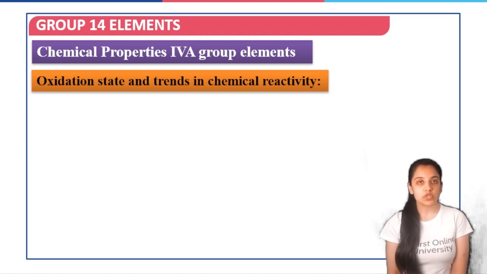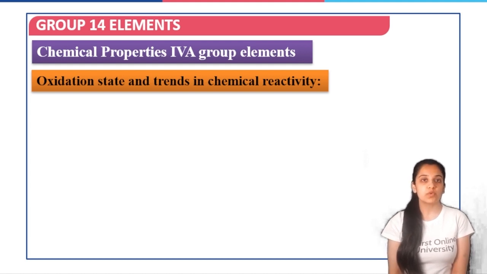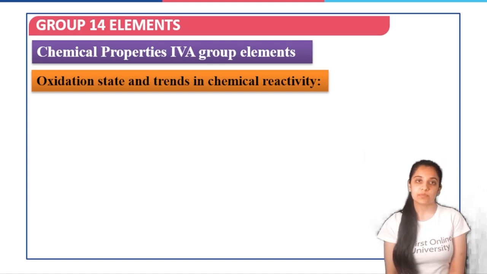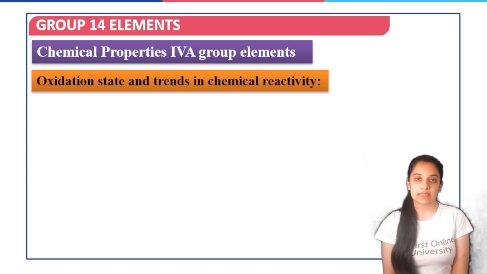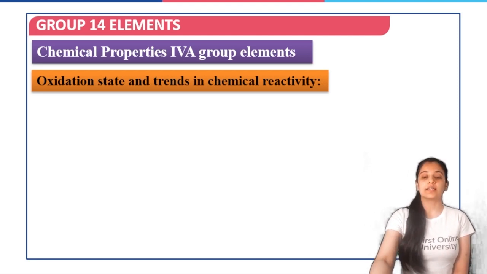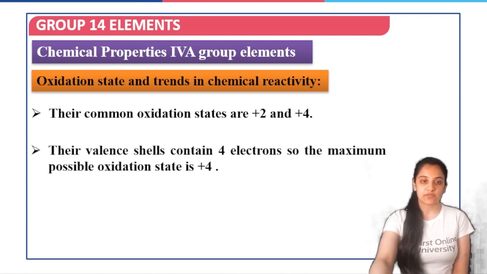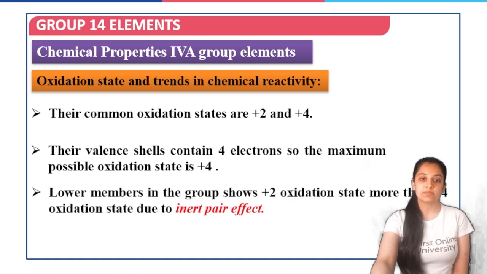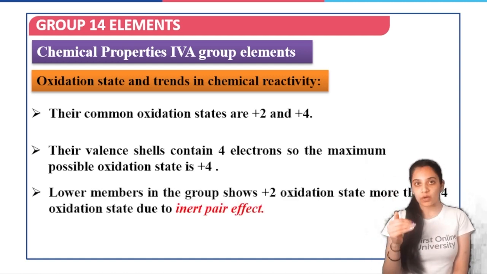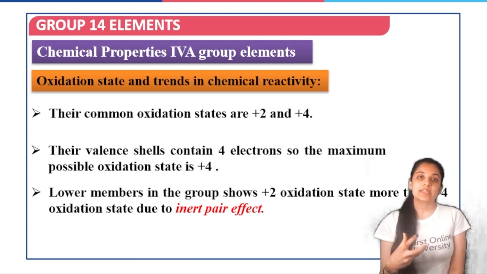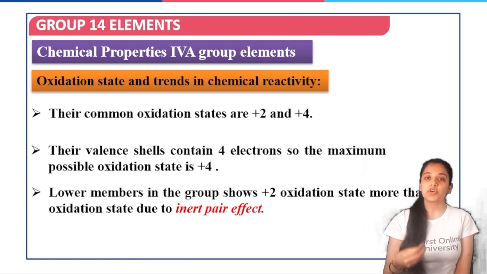But when we talk about group 14 elements, we have ns2np2. So there are two possible oxidation states that can be shown, +2 and +4. That is, removal of 2 electrons from the p subshell, and further removal of 2 electrons from the s subshell, would give the +4 oxidation state. So let us see how this affects the chemical reactivity. Their common oxidation states are +2 and +4. Their valence shell contains 4 electrons, so the maximum possible oxidation state is +4. The lower members in the group are going to show the +2 oxidation state because it becomes more stable due to the inert pair effect.